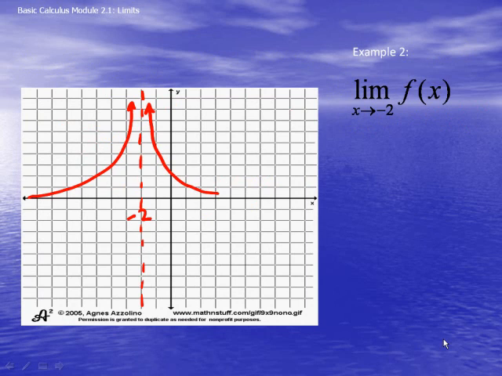In example 2, let's take the limit of f of x as x approaches negative 2. Notice that in this case we have a vertical asymptote at -2. As our function approaches -2 from the left-hand side, notice that it heads toward positive infinity. As the function heads toward -2 from the right-hand side, or the positive side, it also approaches positive infinity. So the limit of f of x as x approaches -2 from both sides would be equal to positive infinity.